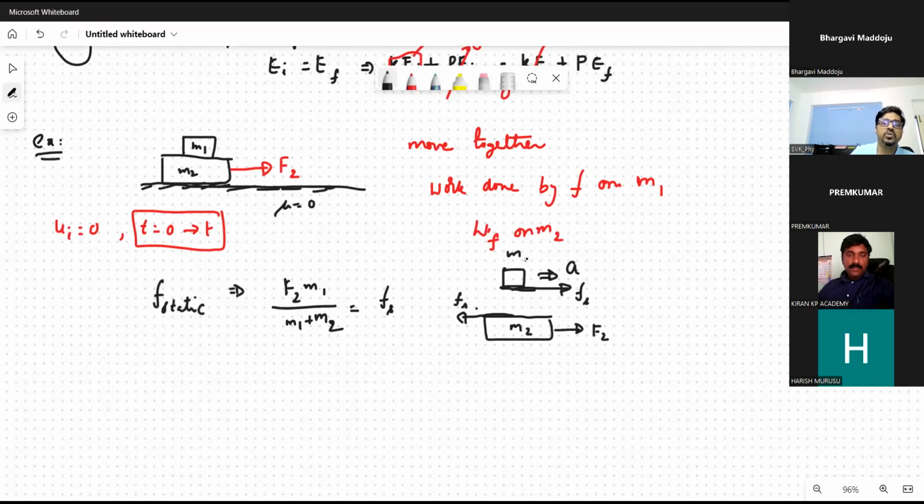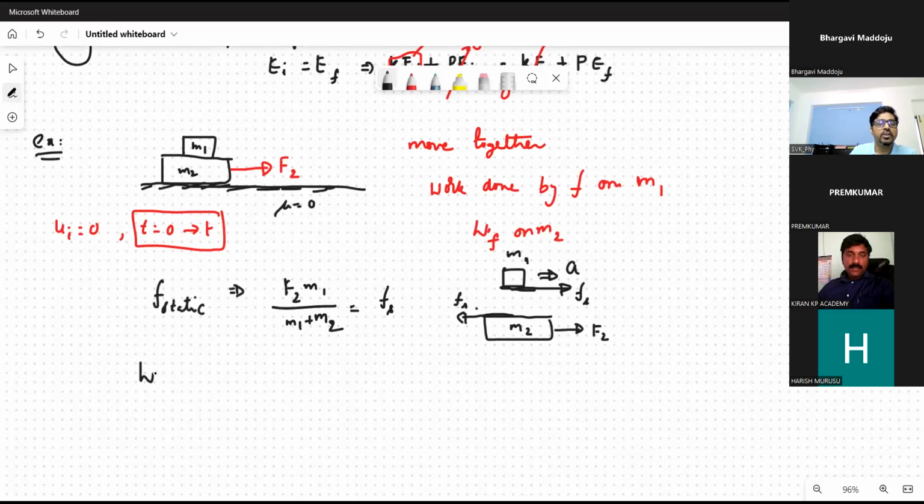M1 wants to stay there, but M2 wants to go with a higher velocity. The one which tends to get more acceleration is the rich guy here. M2 has to be slowed down. M1 has to be speeded up so that they can go together. Now on M1, the force is positive, in the direction of acceleration.